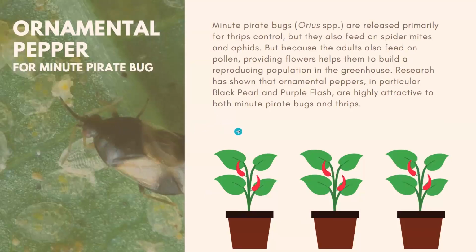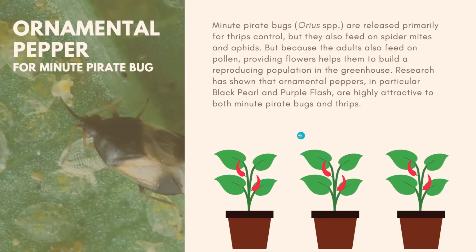The downside is that minute pirate bugs are expensive to purchase, but because the adults also feed on pollen, providing flowers can help them build a reproducing population inside your greenhouse. Research has shown that ornamental peppers, particularly the black pearl and purple flash varieties, are highly attractive to both the minute pirate bugs and thrips.